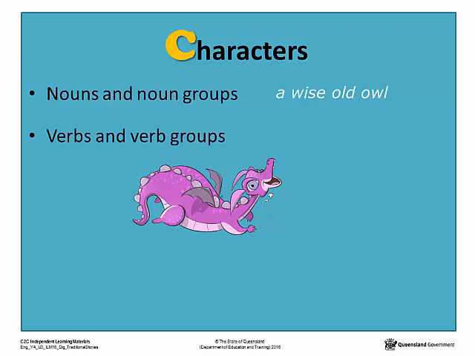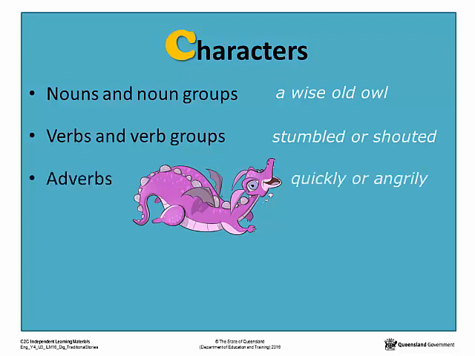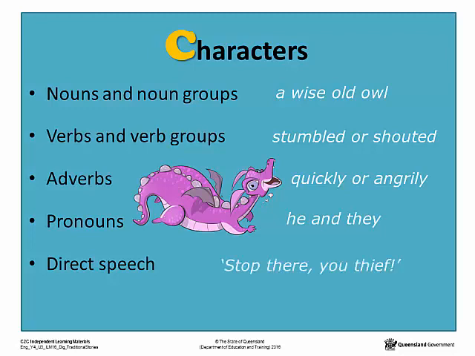Verbs and verb groups, like stumbled or shouted, to tell us what characters do or how they say things. Adverbs like quickly or angrily, to give more information about the verb. Pronouns like he and they. These are great to help the story flow. And direct speech, which gives us an indication of the character and how they behave or interact with other characters.